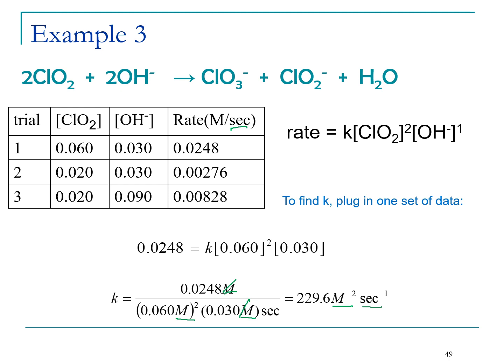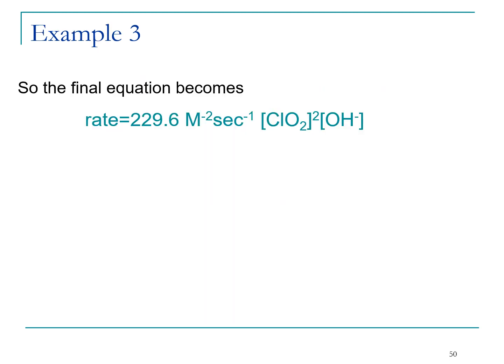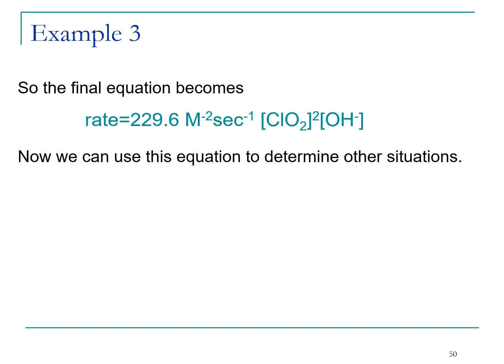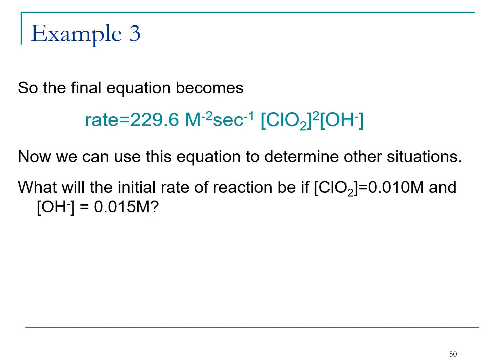Okay, so you might want to go back and look at those again or practice some yourself, but that's how we get the rate law from experimental data. And here's the final equation. Like I said, we can use this equation to determine other concentrations. Let's say, what will the initial rate be if ClO2 is equal to 0.01 and OH negative is 0.015? Those are different from what we ran earlier, so we should be able to predict what the rate is.